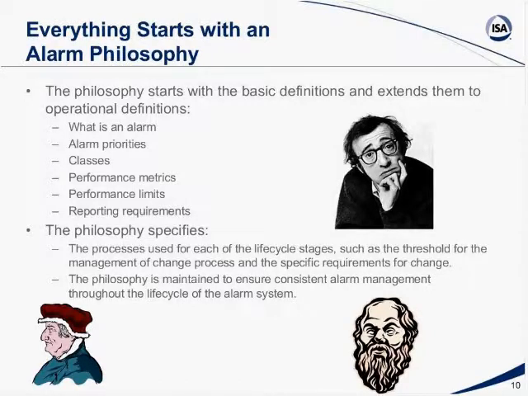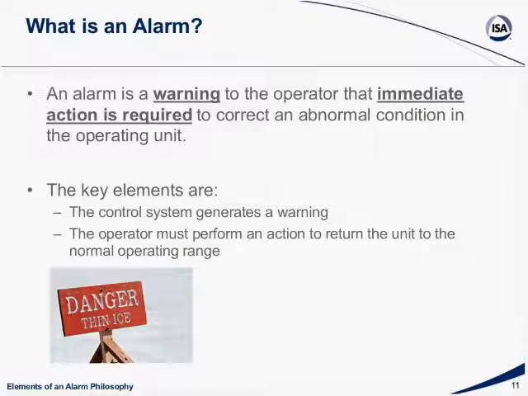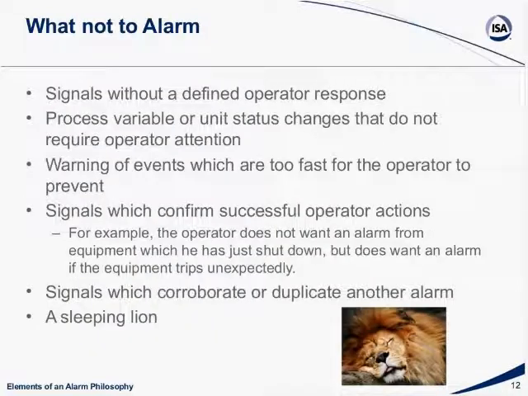First and foremost, though, an alarm system, and this doesn't vary from alarm philosophy to alarm philosophy, every philosophy needs to define an alarm. And I've not seen any alarm definition that is not exactly like this. An alarm is a warning to the operator that immediate action is required to correct an abnormal condition in the operating unit. Okay, it's a warning, and an operator has to take immediate action. And the action can involve either manipulating the control system to bring a certain parameter back in line, or it could mean initiating some plant procedures, emergency evacuation procedures, something like that. But it's a very specific action, okay? And so that's what an alarm is.